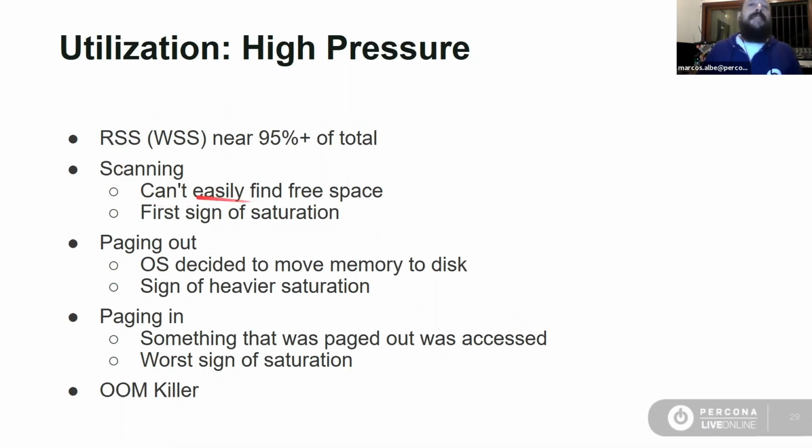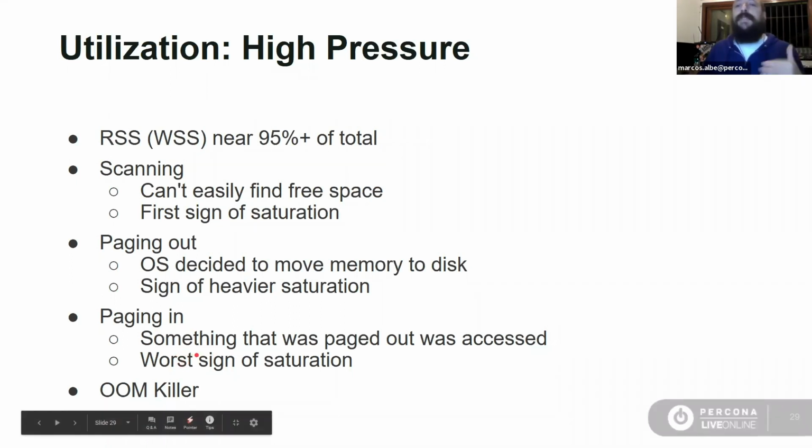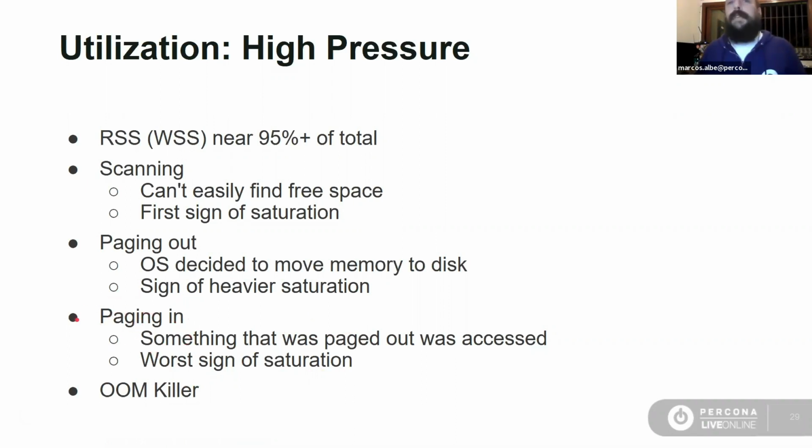Scanning is when the VM cannot find free space, and it's the first sign of saturation. There's sar -B that will let you observe the scanning. We're going to see paging out, and if there's extreme pressure, we're going to see paging in, where something that was previously paged out was accessed. And this is the worst sign of saturation before you get the OOM killer to kick in. Basically, paging in is what people call swapping.